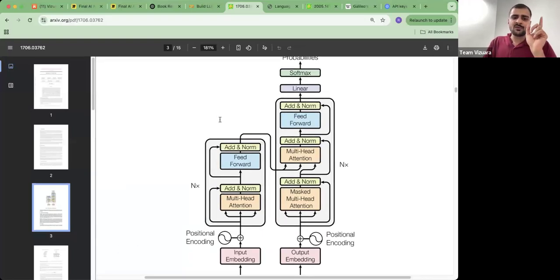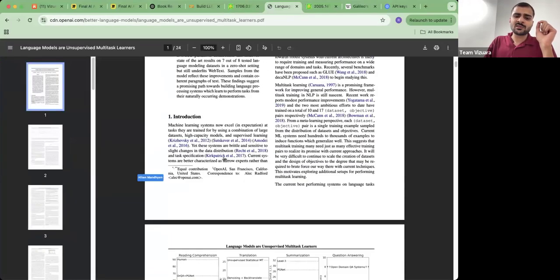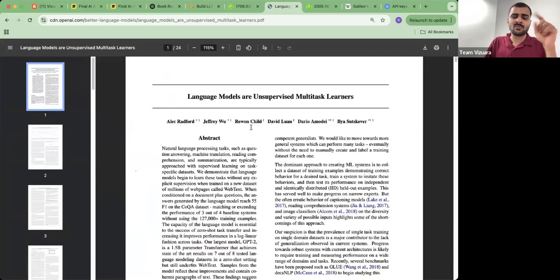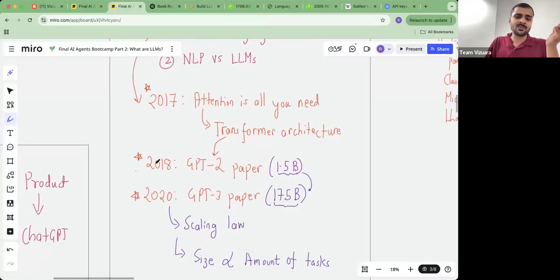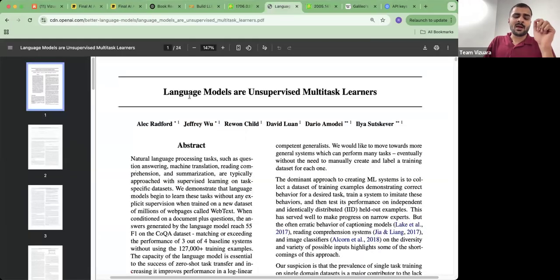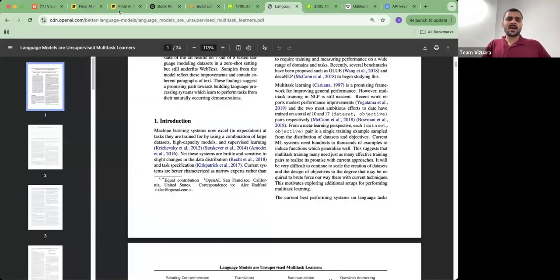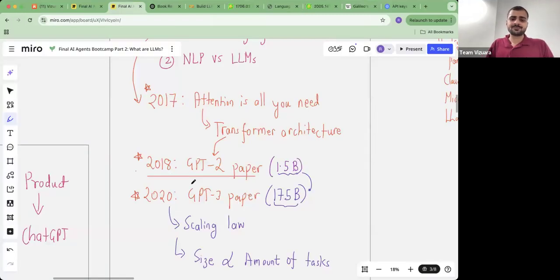Does anyone know the year in which the first GPT came out? What was the first GPT model which came out? We all know about GPT 3.5 and ChatGPT, right? But that's the product. When was the first GPT paper which came out? That's actually GPT-2. The GPT-2 paper, I believe, was submitted at the end of 2017 and made available in 2018. It was titled Language Models are Unsupervised Multitask Learners. GPT-2 had 1.5 billion parameters.